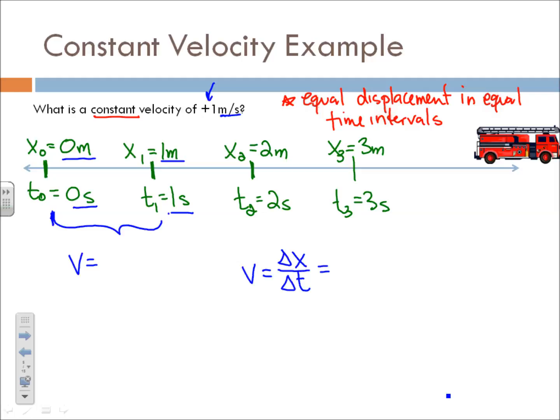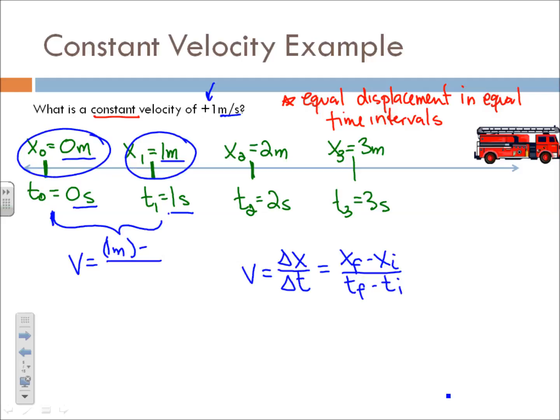Remember, delta x is the same thing as x final minus x initial, right? And delta t is the same thing as t final minus t initial. And so if I substitute over here, my final position, this is the part at the end, or where I made it to. So I'm going to go with x1, that's 1 meter. And I'm going to subtract my initial position, which is right there, that is 0 meters. All right. And I'm going to divide that by the difference in the times, which is 1 second and 0 seconds. And what do I find here?